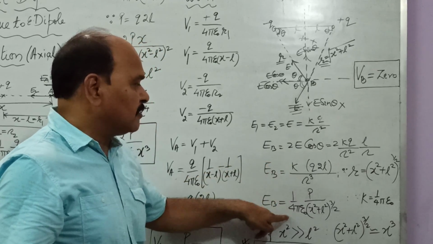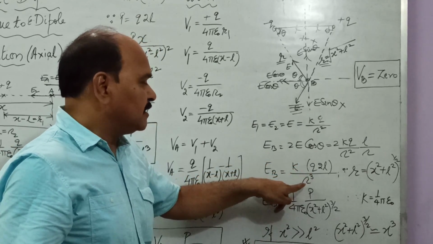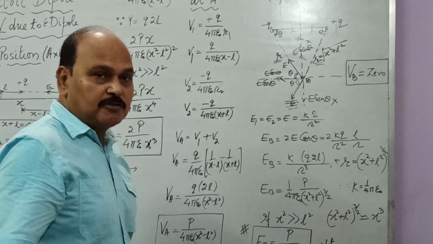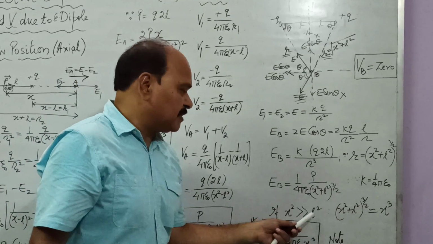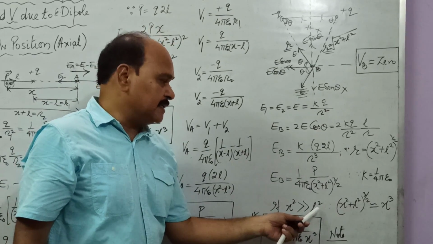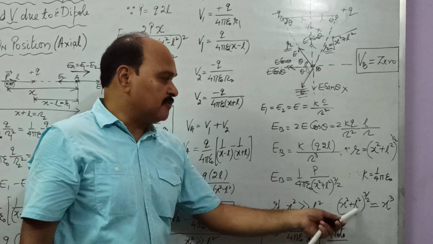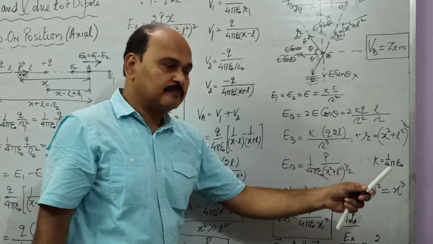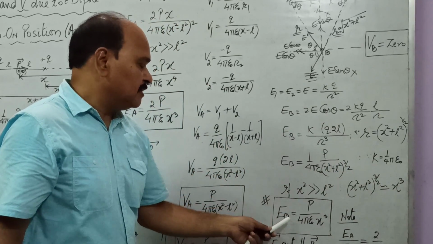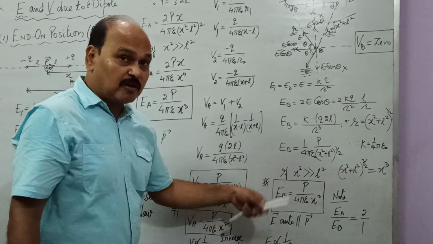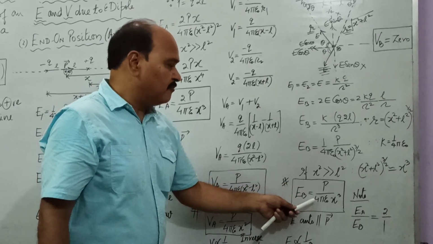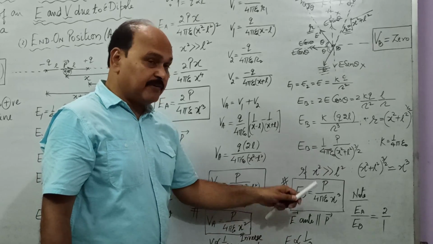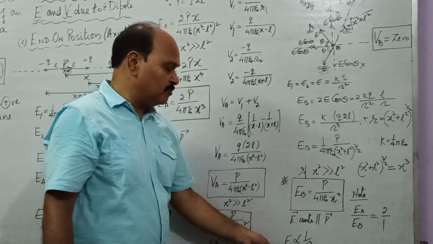So 1 upon 4 pi epsilon naught P, upon (x square plus L square) to the power 3 by 2. As usual, if x square is much greater than L square, you can take L square as 0, and if you take L square as 0, what do you get? X square to the power 3 by 2 is x cube. And if we substitute x cube here, we get the value of electric field intensity at broadside position, and what is that? P upon 4 pi epsilon naught x cube. So electric field intensity even at broadside position follows the inverse cube law.